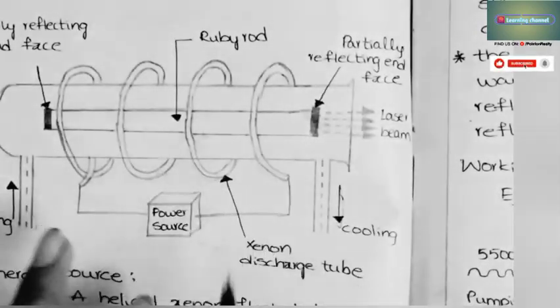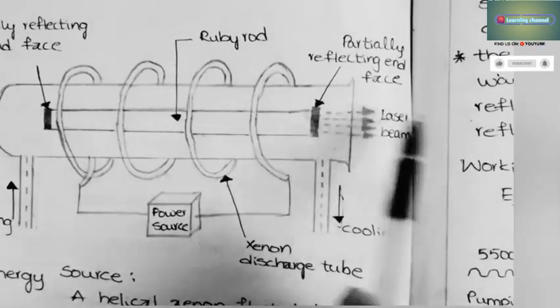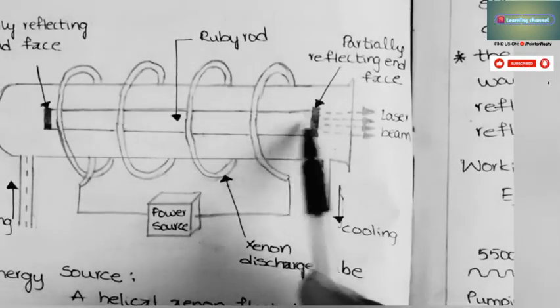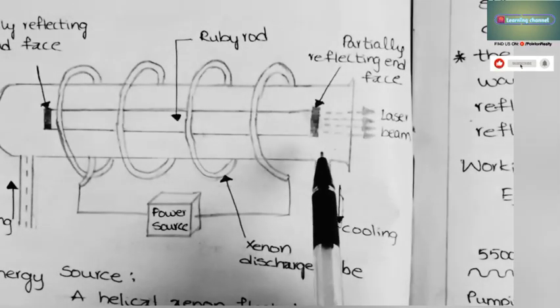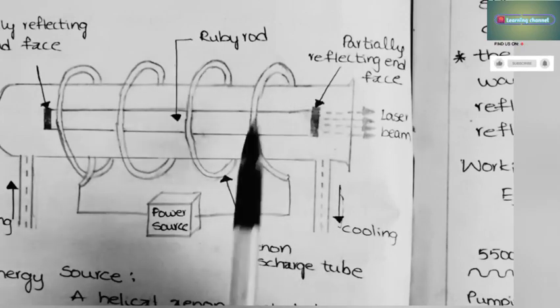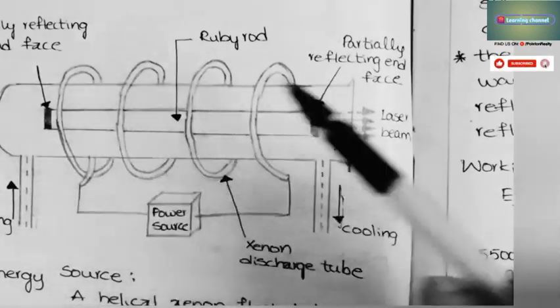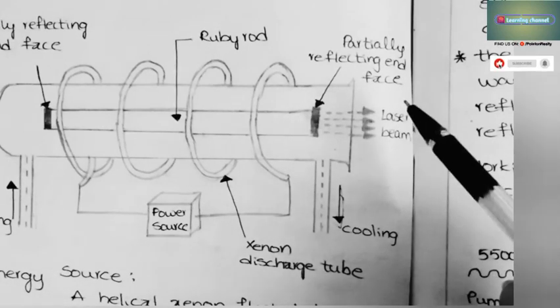So here we have two end faces. One is fully reflecting and the other one is partially reflecting. After the light amplification, the laser will come from the partially reflecting one. Here we use a resonant cavity as these two end faces, which are parallelly ground, and one end is fully reflecting and the other end is partially reflecting. So this is the construction of the ruby rod.